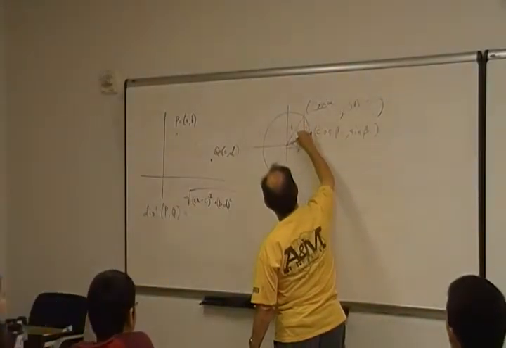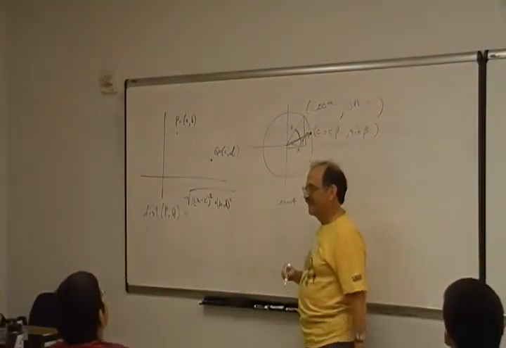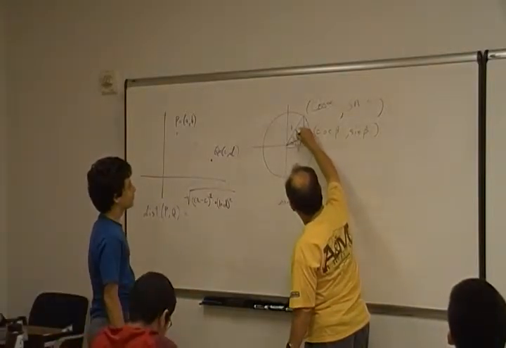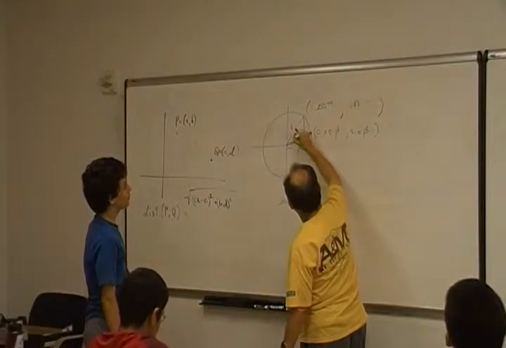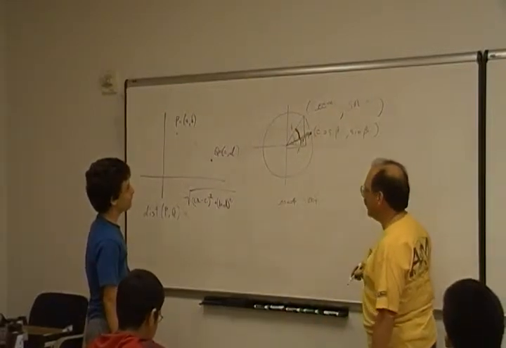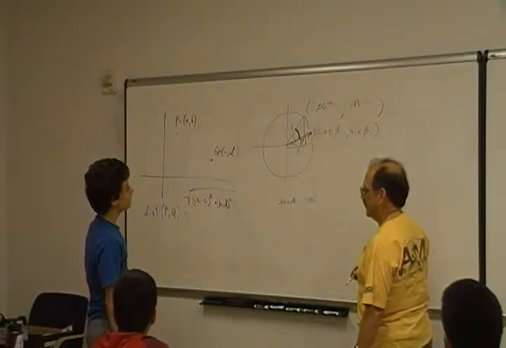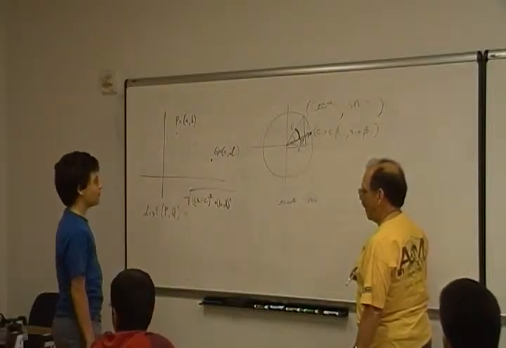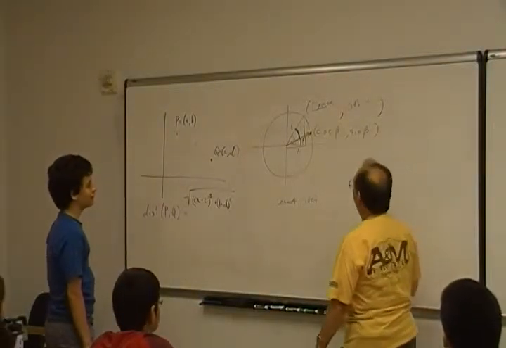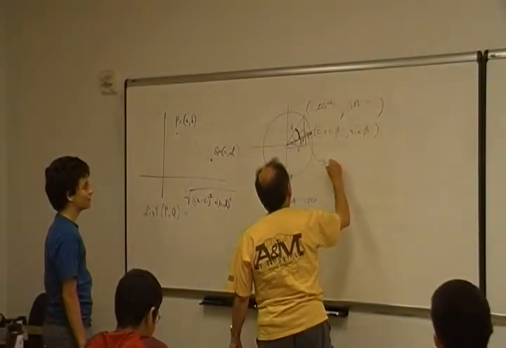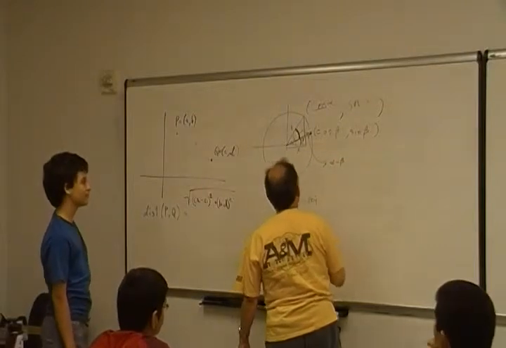First of all, what is this angle? Here is alpha. Here is beta. I don't want any sines and cosines, I just want the angle. It would be alpha minus beta. Okay, so that angle there is alpha minus beta.